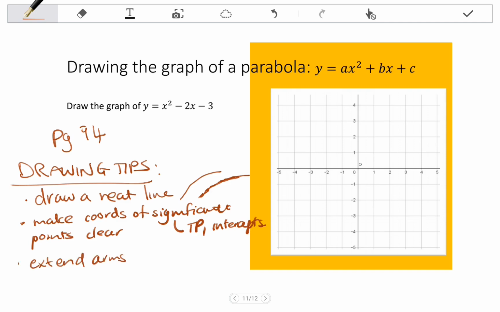So if you are drawing a parabola, don't just stop there. First of all, this is not a neat line. I'm not passing through one of my points, and by not extending my arms, I'm missing my y-intercept. So be very accurate. Make sure that your turning point is clear, x-intercepts are clear, and your y-intercept is actually part of the graph. So extend the arms.